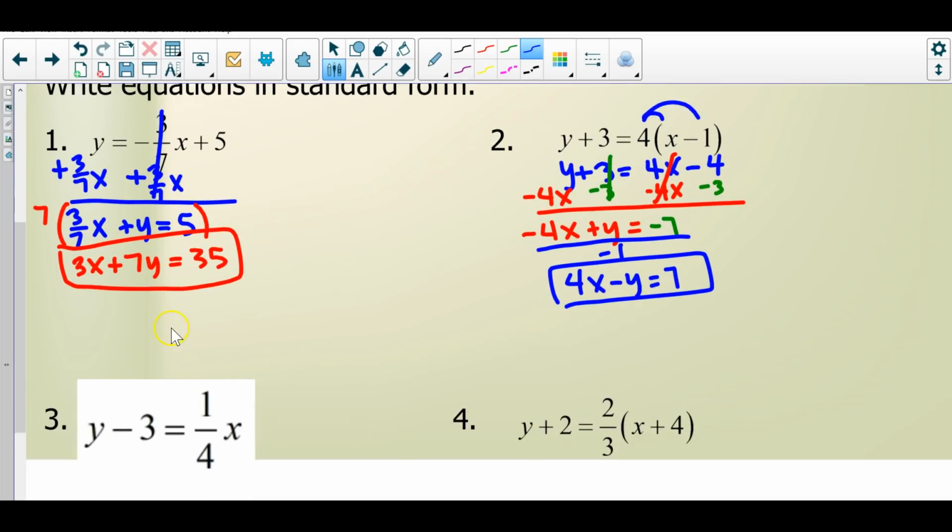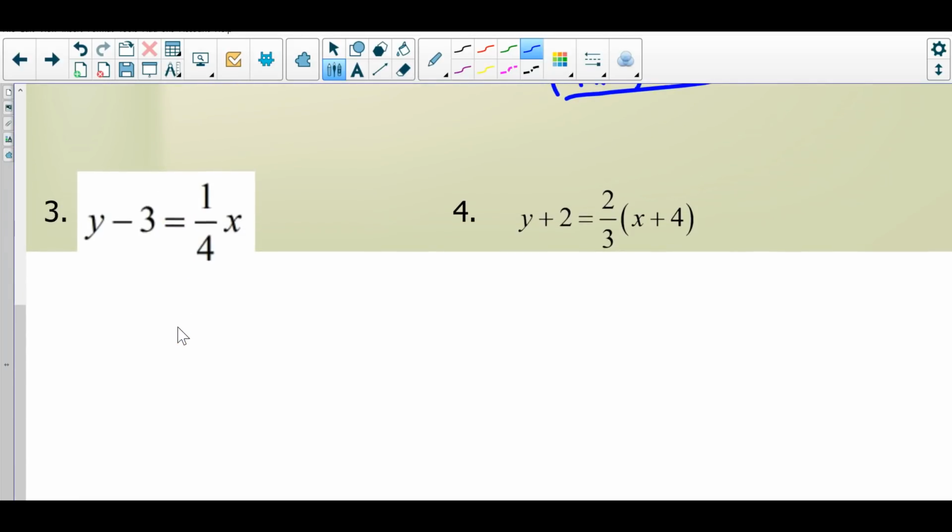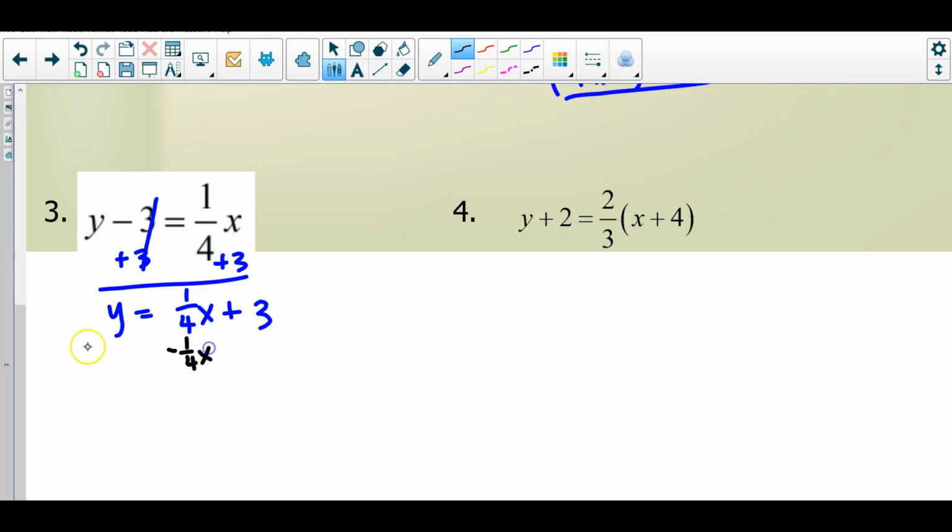Okay, go ahead and do 2 more equations real quick. Looking at number 3, okay, again I need to get my x's and y's on the same side, constants on the right. Okay, when I do that, I'm moving my 3 to the right-hand side by adding. This is in slope-intercept form. I need to get my x's and y's together, so I'm going to subtract 1/4 x from both sides. Again, I do that because this is positive. I'm always using inverse operations.